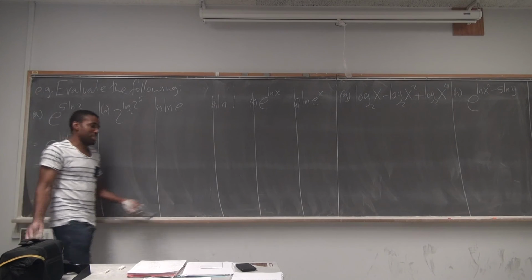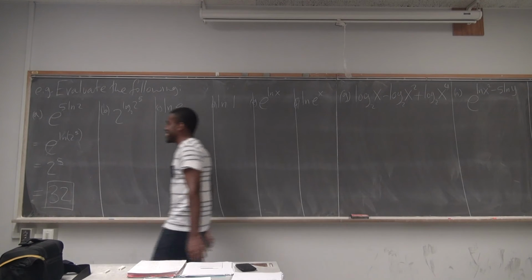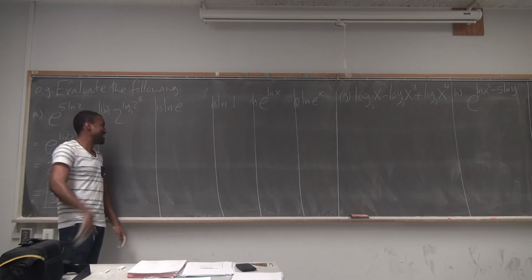Just to confuse me. So you can just confuse everyone. What's the answer? E to the 5 ln 2. Just to mess with me. Just to show off. Yeah, I'm in calculus.